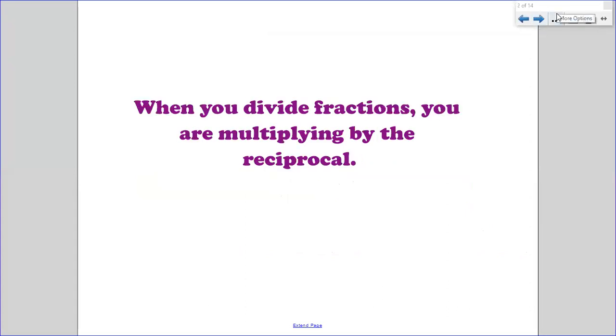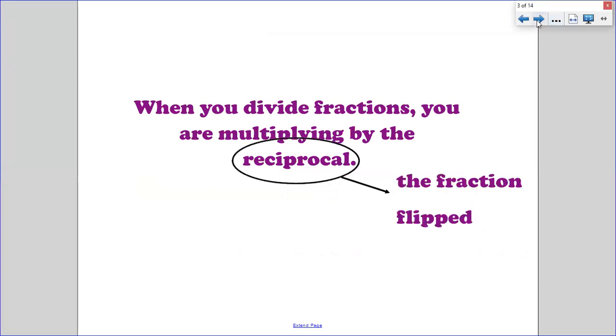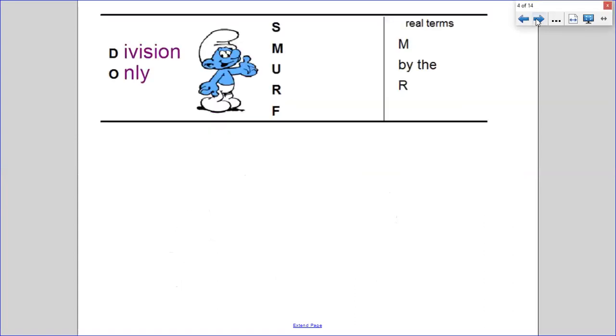when you divide fractions, you're actually multiplying by the reciprocal. There's not any true division involved. And what that means is the reciprocal is the fraction flipped. So if you have 2/3, and I said, what is the reciprocal of that? You would say 3/2. So you are really multiplying by the reciprocal. So let's dive in and see what that looks like.